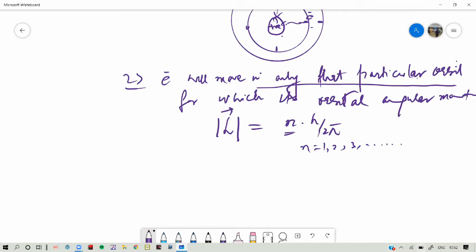So what is the second postulate? The second postulate is about the quantization of the orbital angular momentum. That means the electron can move only in that orbit for which its angular momentum is an integral multiple of h by 2 pi.